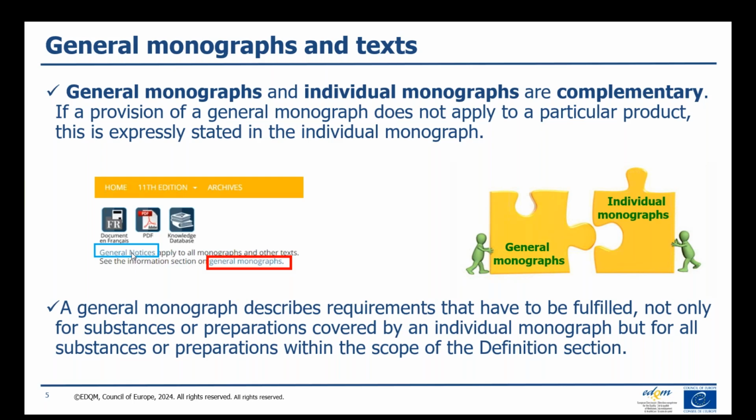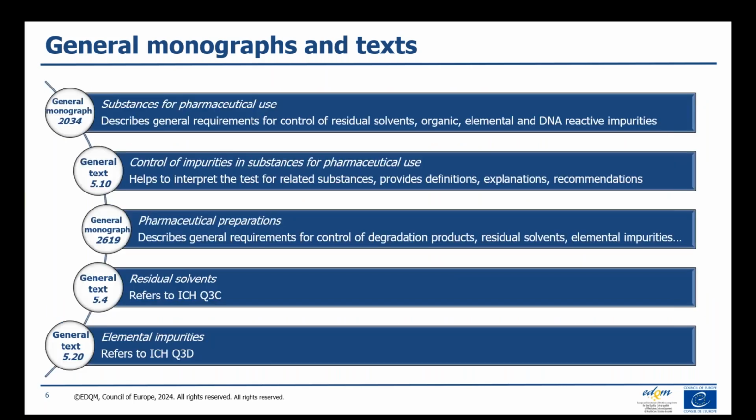So the general texts or monographs that cover the control of impurities. There is first the general monograph 2034 on substances for pharmaceutical use. This monograph describes the general requirements for the control of residual solvents, organic, elemental, and also genotoxic impurities.